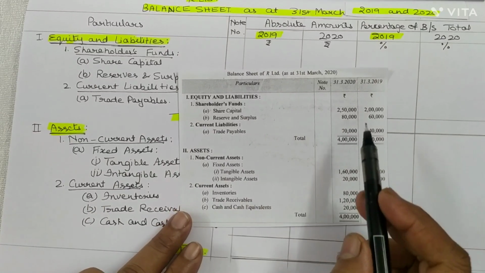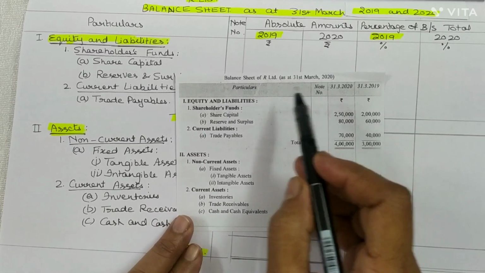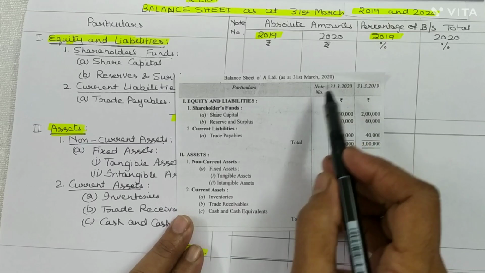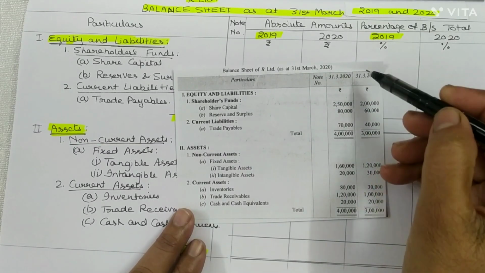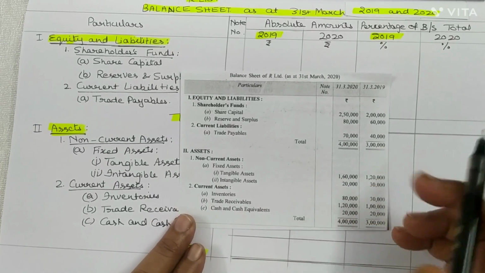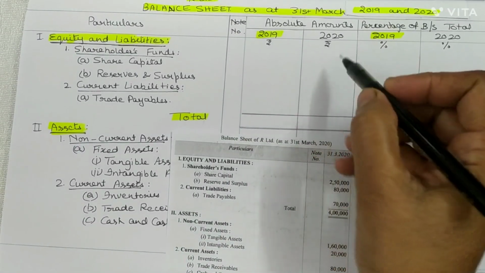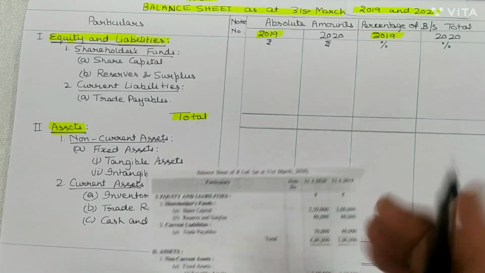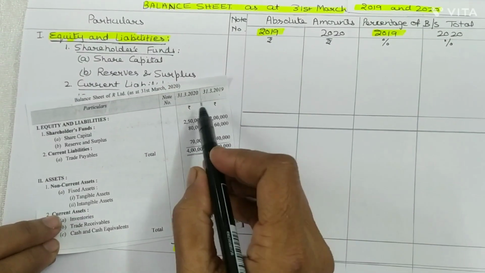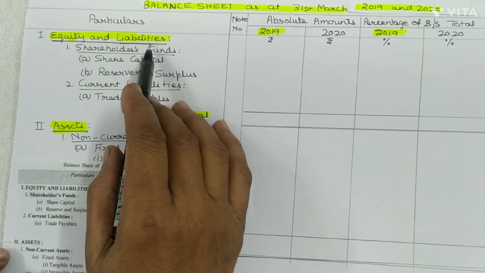Next question is from common size statement from balance sheet. Balance sheet of R Limited as on 31st March 2020 is given. This is current year and this is previous year. According to CBSE guidelines, you have to take previous year in first column and current year in second column. Okay, this is the format of balance sheet. Balance sheet as at 31st March 2019 and 2020. Equity and liabilities.